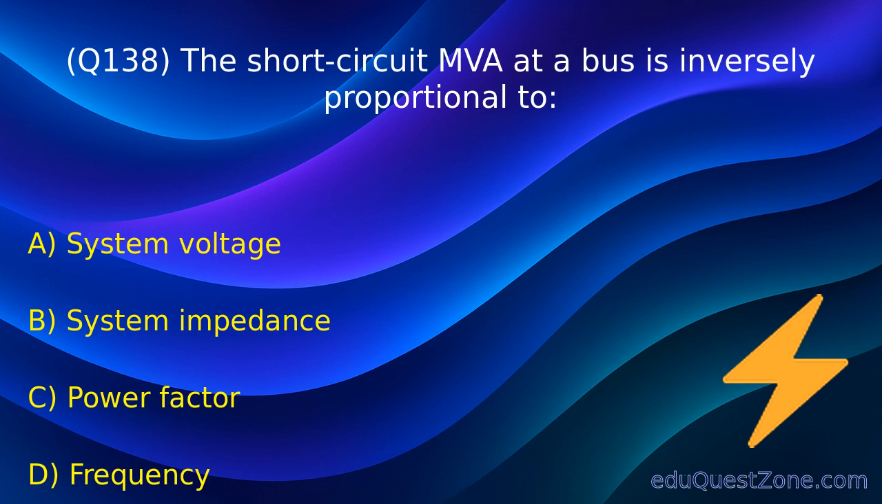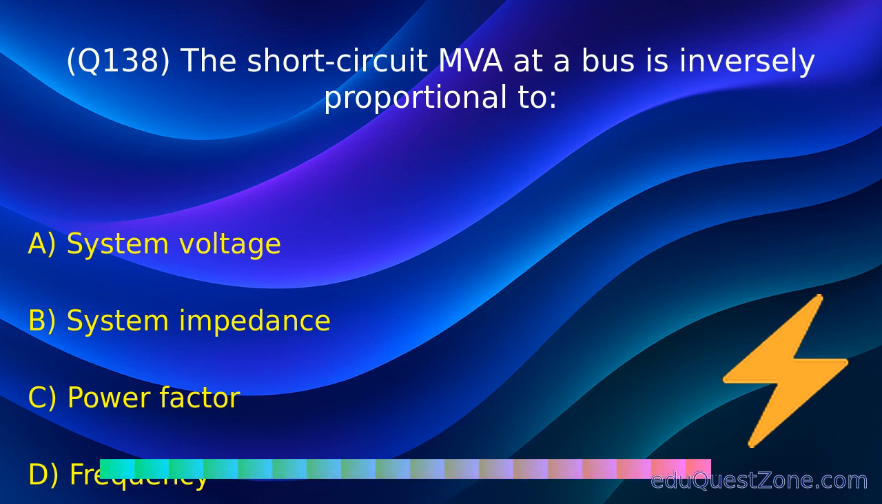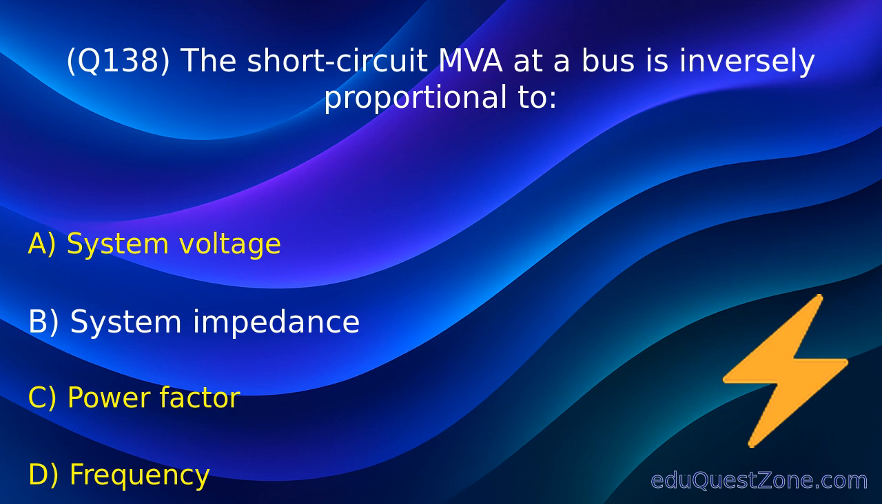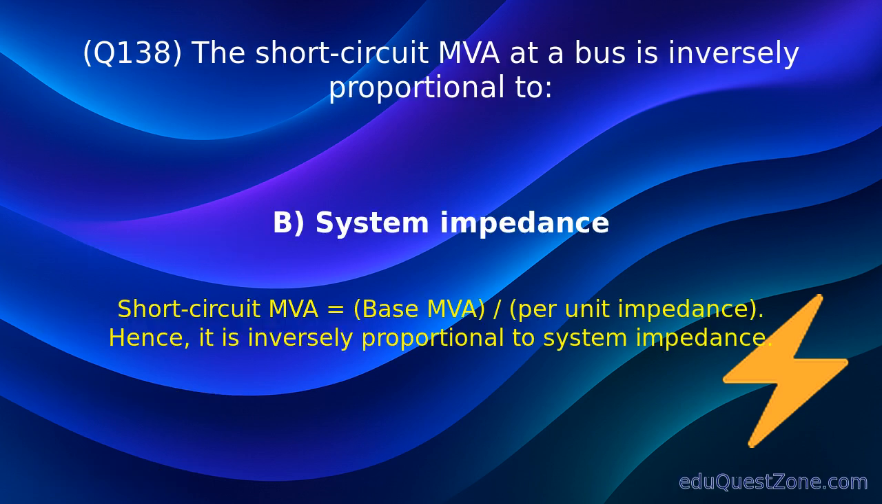Question 138. The short circuit MVA at a bus is inversely proportional to... Option B, system impedance. Short circuit MVA is inversely proportional to system impedance.